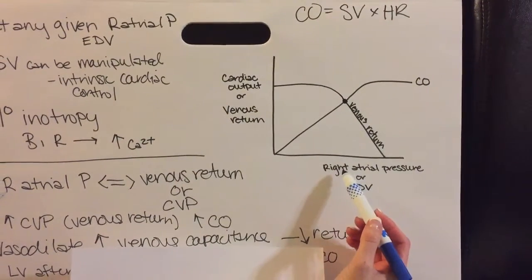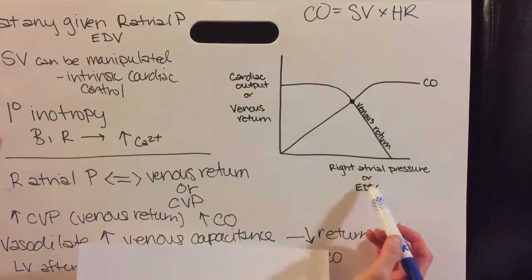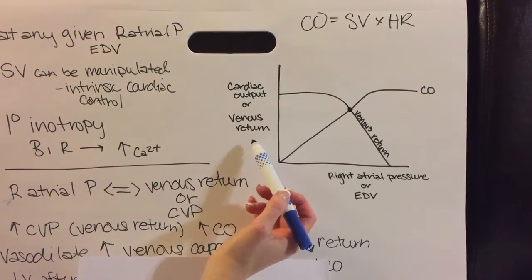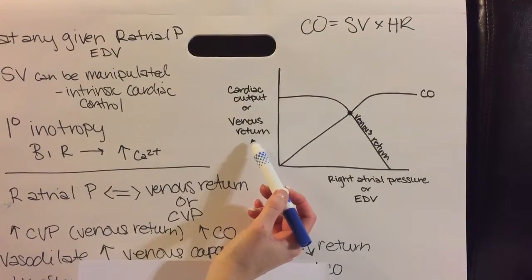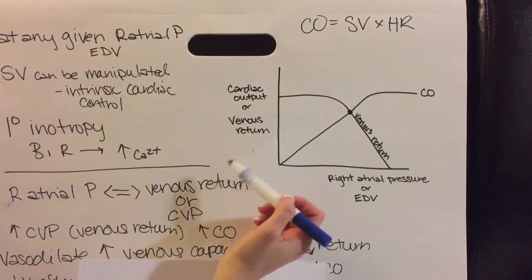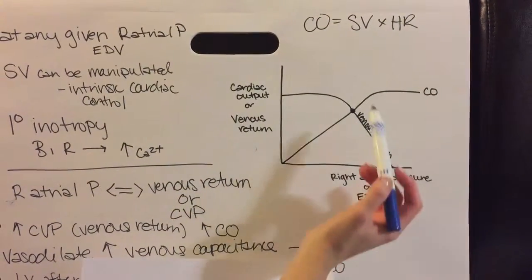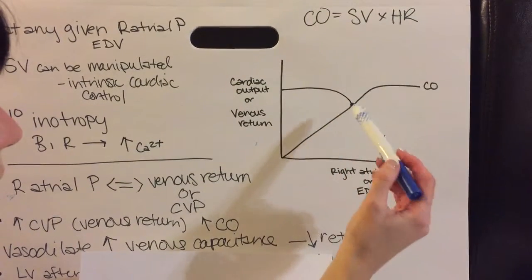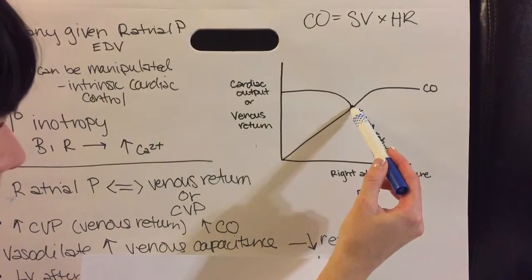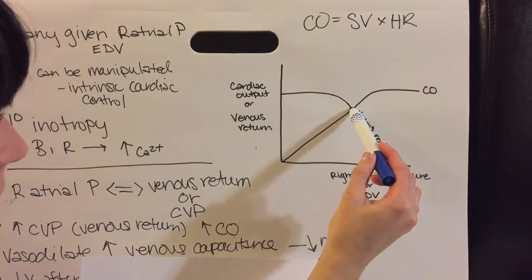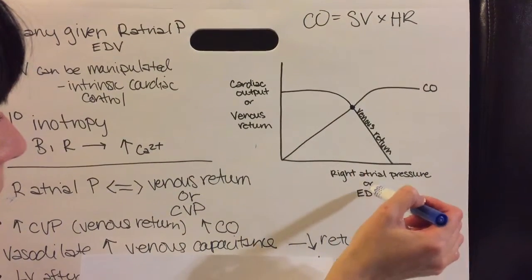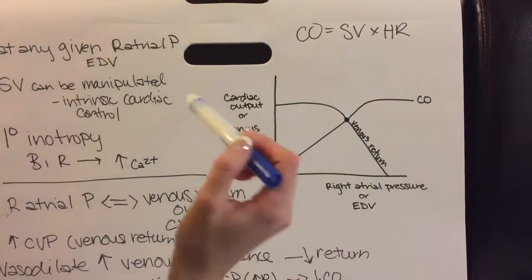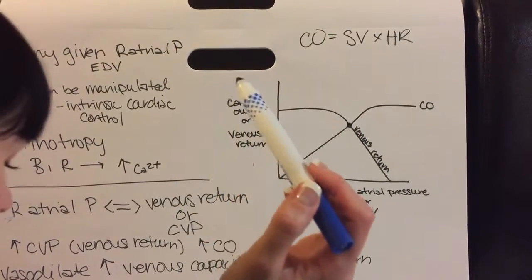On the bottom, we have our right atrial pressure, or our end diastolic volume. And on the vertical axis, we have cardiac output, which is equal to our venous return because both systems have to be equal. In the middle, you see that we have a balanced system where the cardiac output and venous return curves cross, where cardiac output and venous return equal each other.